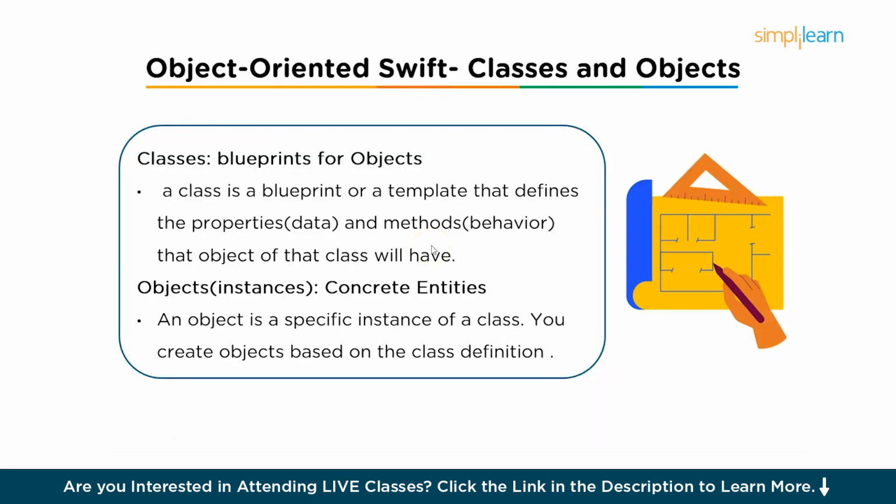So the next topic is object-oriented Swift: classes and objects. So we'll have an idea of what classes and objects are. So in Swift, a class is like a blueprint or a template.